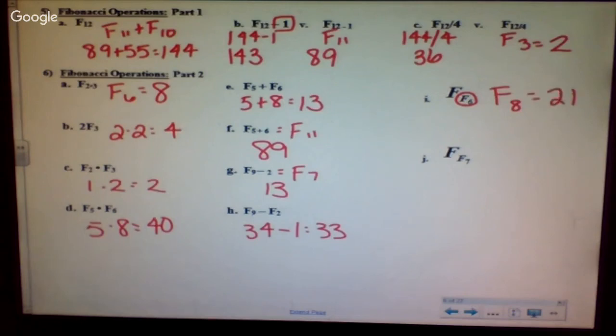So this is all going to be on the worksheet. With J, what am I truly trying to find? F sub 13. And we found that out earlier, which was 233. It equals 233.